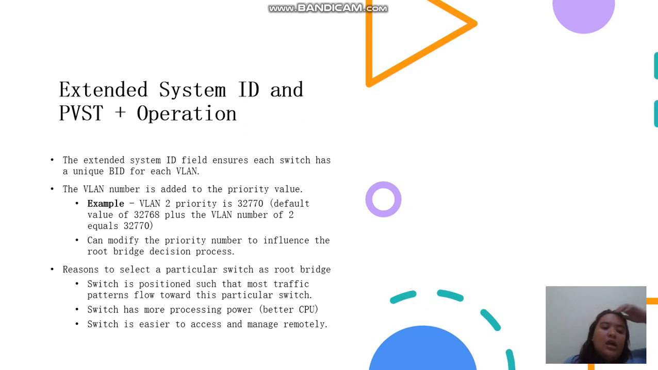So there are three reasons to select a particular switch as a root bridge. First, the switch is positioned such that most traffic patterns flow toward this particular switch. Next, the switch has more processing power, it has a better CPU. And the switch is easier to access and manage remotely.